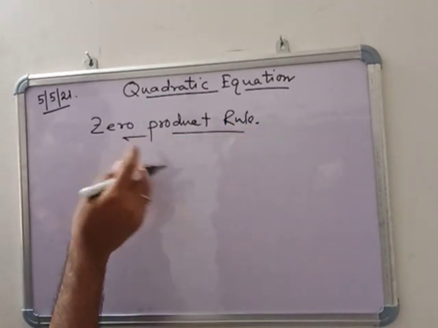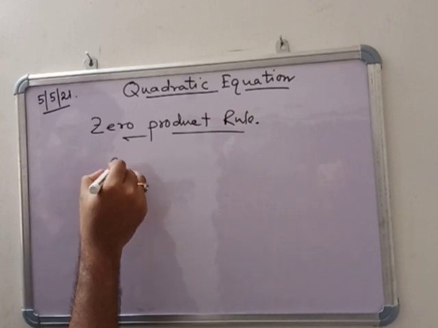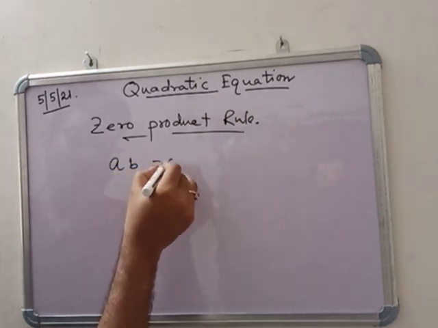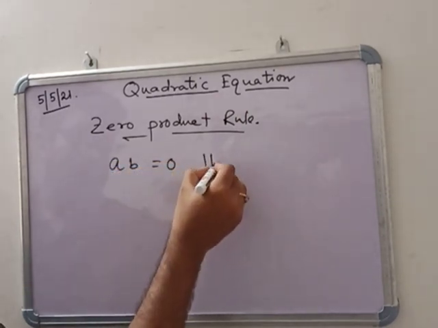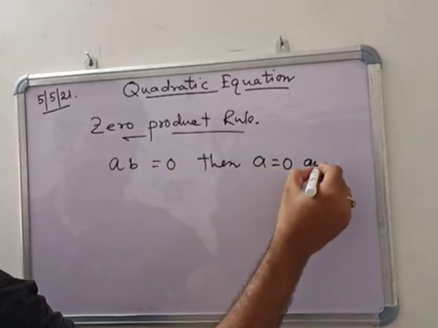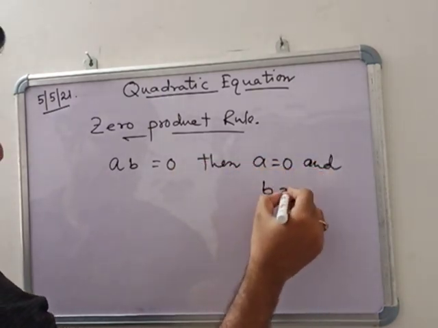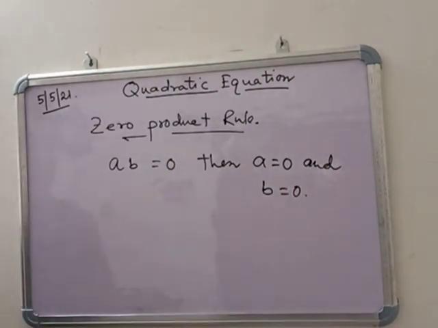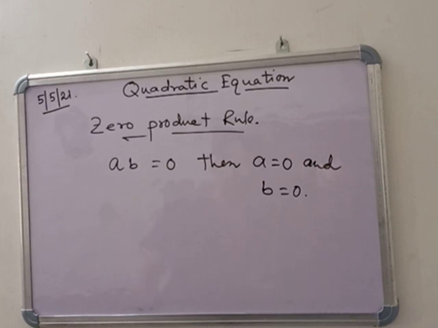we know that if the product of two numbers, that means a times b, equals 0, then a equals 0 or b equals 0. So this is the zero product rule. We are using this rule to solve these quadratic equations. So now let's start our exercise 5.2.